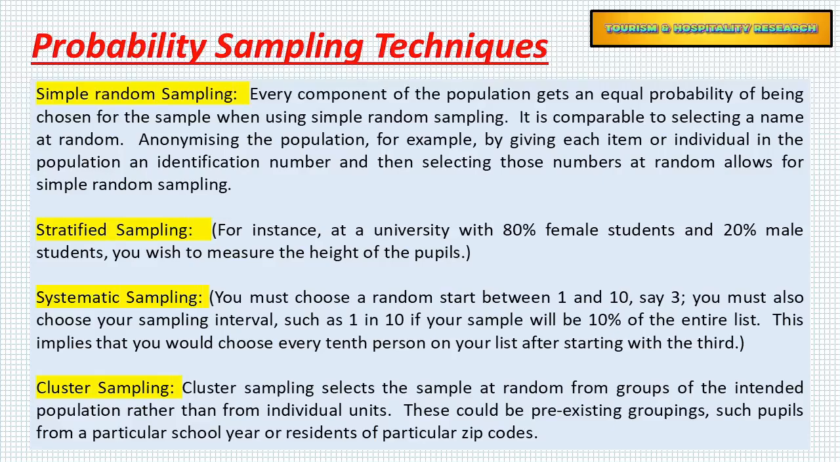So that is stratified sampling. I hope it's quite clear to you now. Next is systematic sampling. You must choose a random start between 1 and 10, say 3.